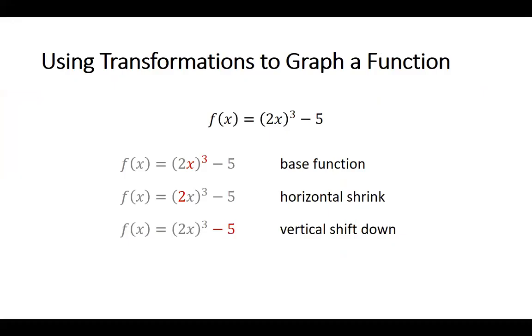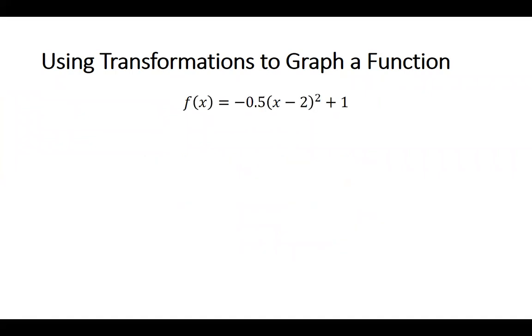So let's try another example, something a little more complicated. f of x is equal to negative 0.5 times (x minus 2) squared plus 1. So we've got a number of things going on here. And remember, we're going to start with the base function and then follow order of operations, finding additional steps. And realize too that determining whether things are happening vertically or horizontally all matters about the function.